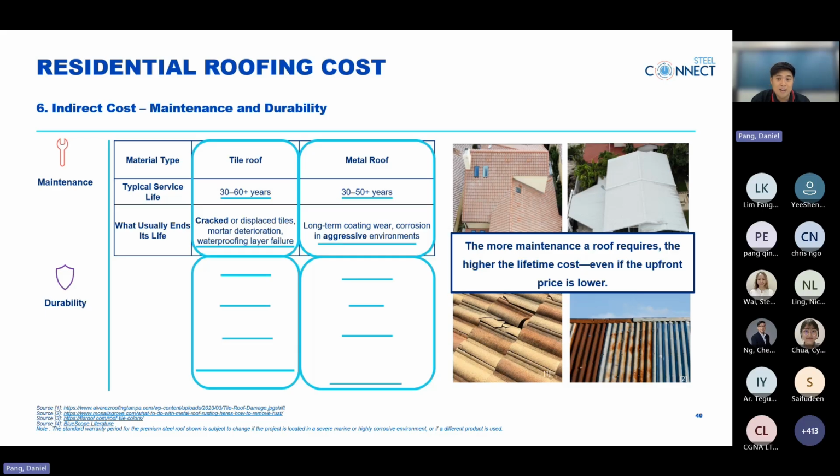So the key message here is actually that the more maintenance a roof requires, the higher the lifetime cost, even if the upfront price is lower.